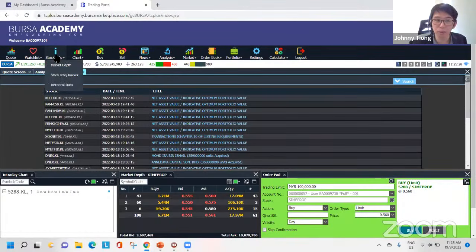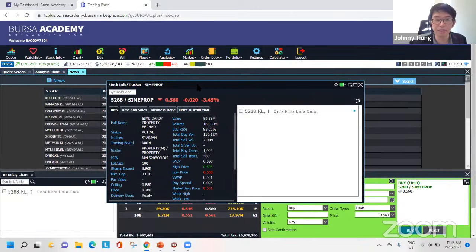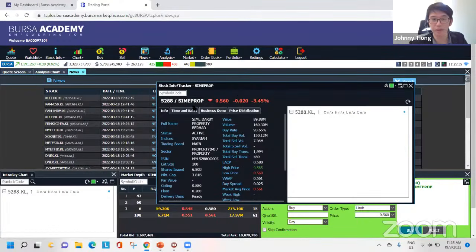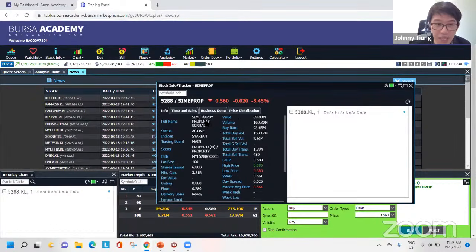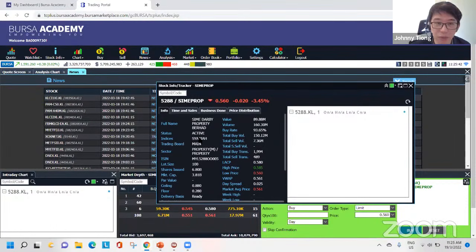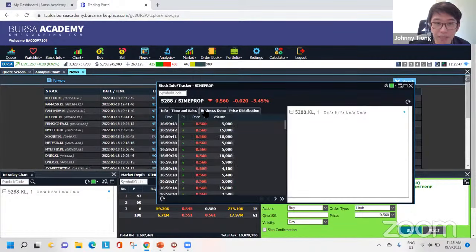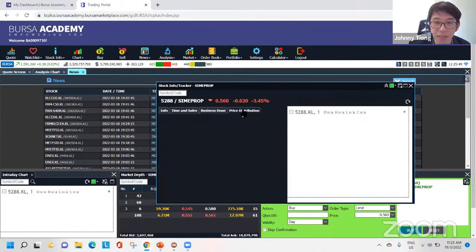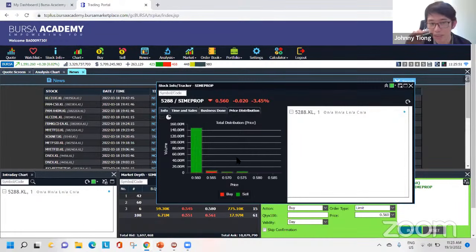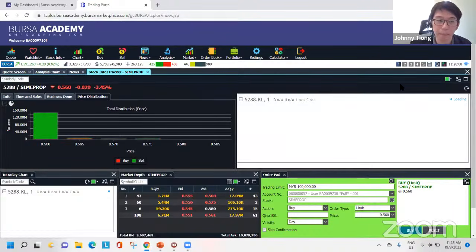So you can explore around. We have the market depth, the stock info, or historical data. Now I'm pressing the stock info. You can have all the information about the stock, for example, what's the name, and what index it falls into. Then we have the times and sales, the business done, and the price distribution on this day, 0.56. There are a lot of buyers or sellers, so we can look at that. You can also make sure that it goes to the main tab.